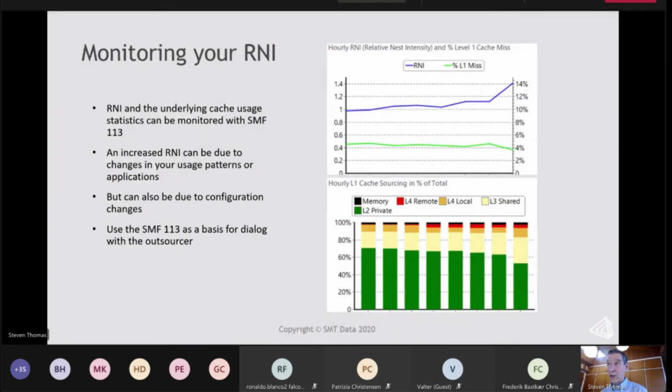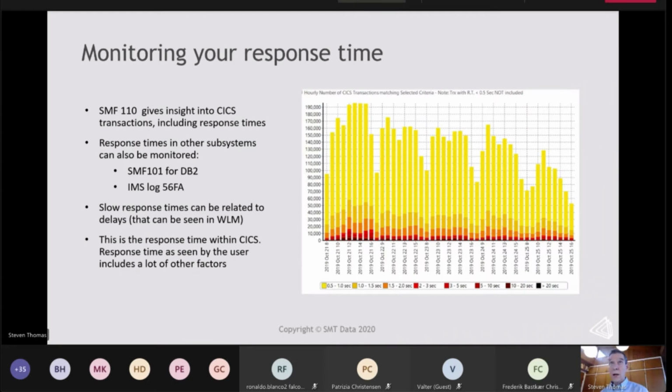Monitoring your RNI, this is how effectively your application is using the cache. Again, these are things you can affect through your workload, but your outsourcer can also affect through the configuration. So the ability to follow up on this, for example through the SMF113, is important. Monitoring your response time, again, saving money is good, but quality of service and stable operations are even more important. Being able to follow up on your response time for CICS, DB2, IMS, WebSphere, MQ, whatever you're working with. Again, this is very important.